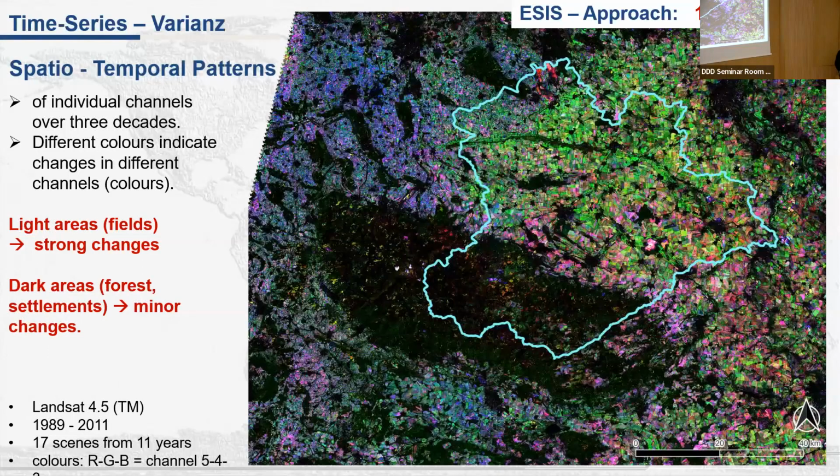Here you have another example. We quantify, based on time series, the variance, depending on 30 satellite data. And interesting here is that the light areas, the fields, have a strong change over time. Dark areas, here parts of forest, we quantify minor or less changes.